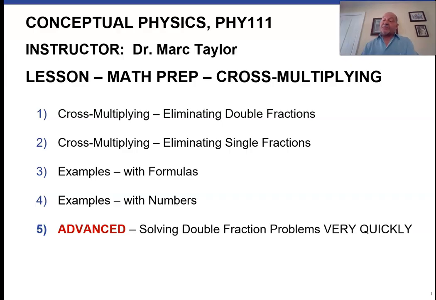These fractions might be on both sides of the equation, or they might appear on only one side of the equation. After we go over the method, we'll review a couple examples of how to use cross-multiplying, both with formulas that just have variables, no numbers, and then we'll do a couple examples where we put the numbers in and solve for some unknown variable using those numbers in the formula.